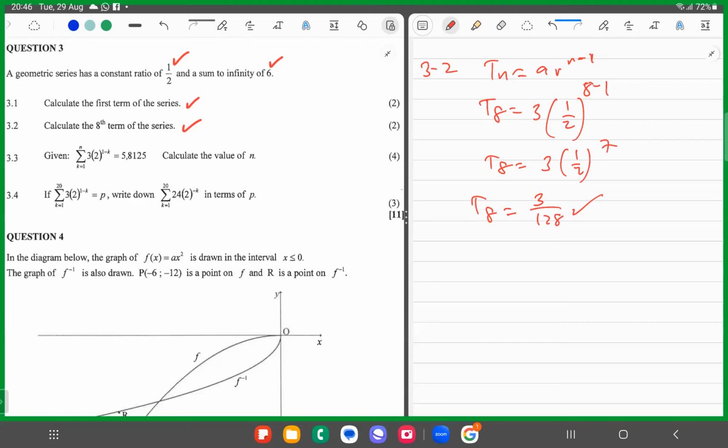So which means that the eighth term is 3 over 128. All right. So we continue and we look at the next thing.